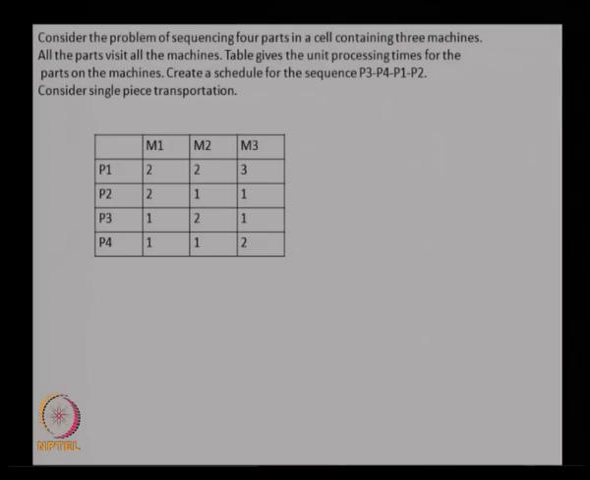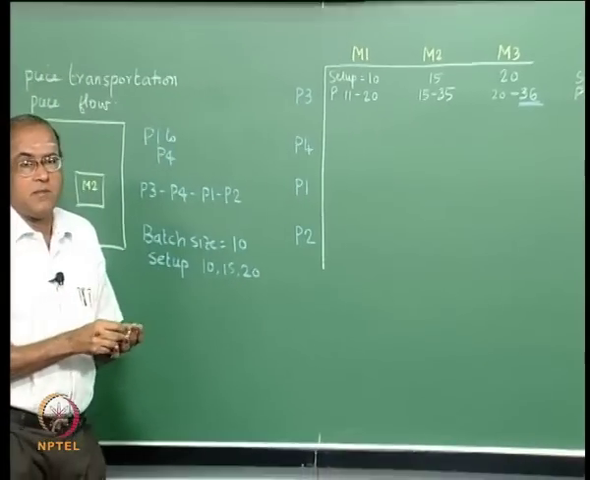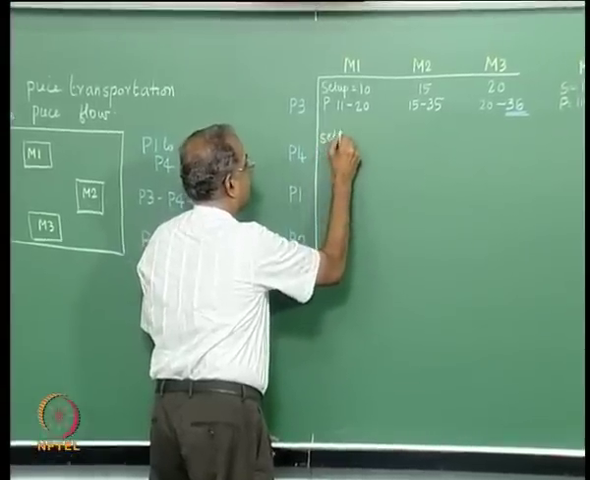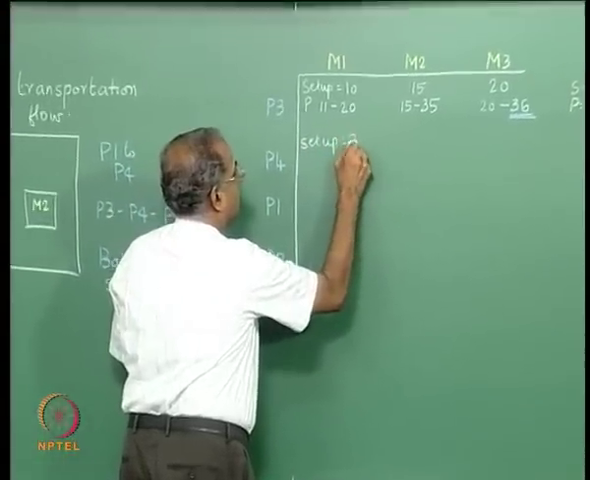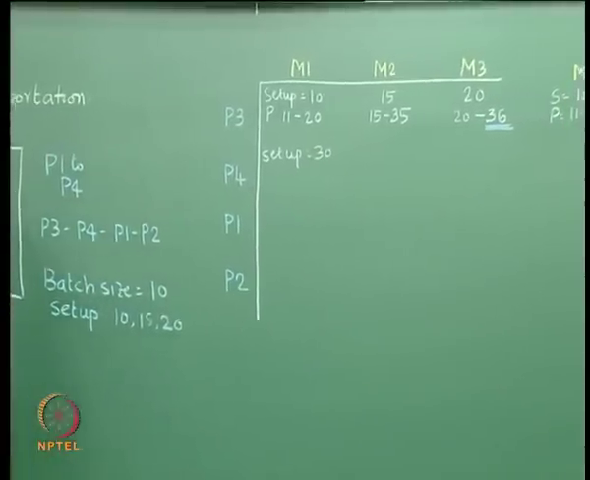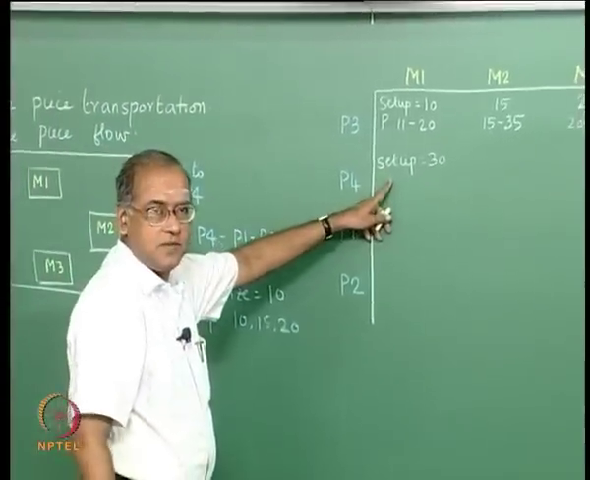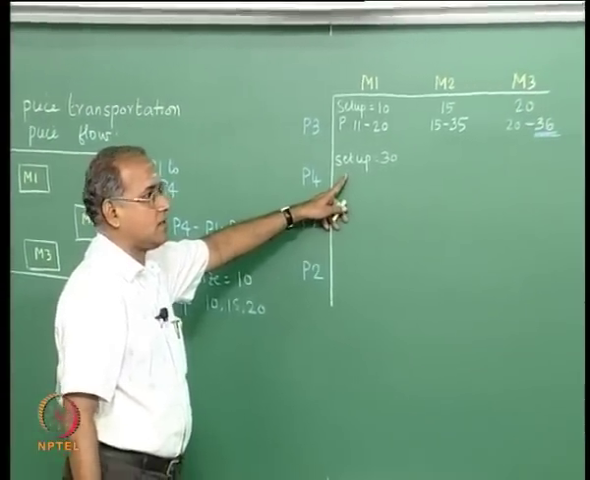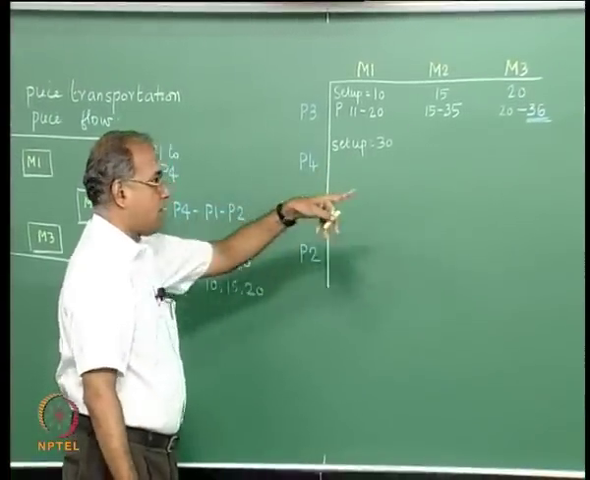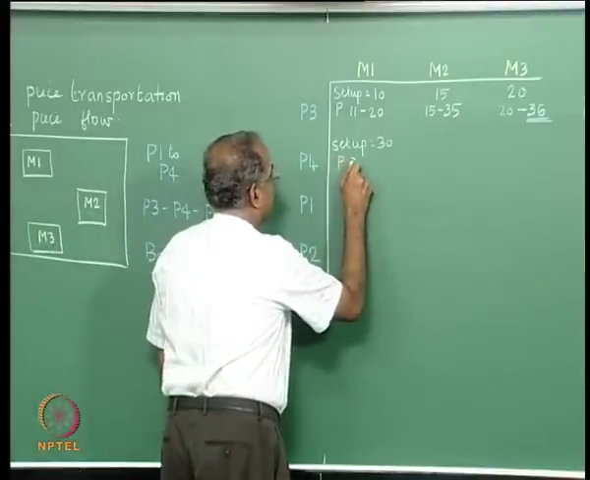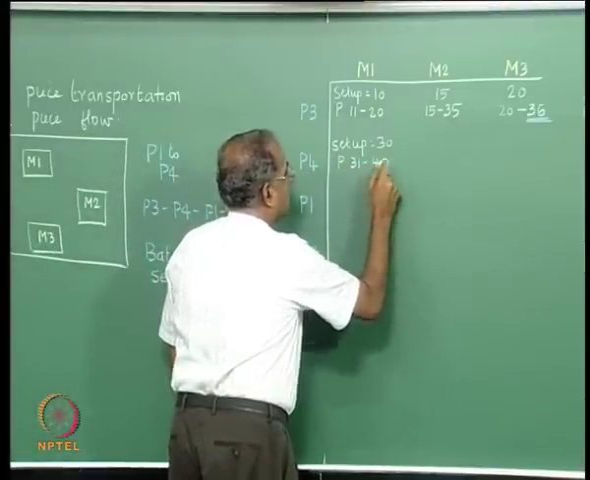So now we go to the second product. Now this is over at time equal to 20, so setup will be over at time equal to 30, because setup takes 10 time units on the first machine. So setup is over at time equal to 30. P4 takes 1 unit, so processing time will be 31 to 40.